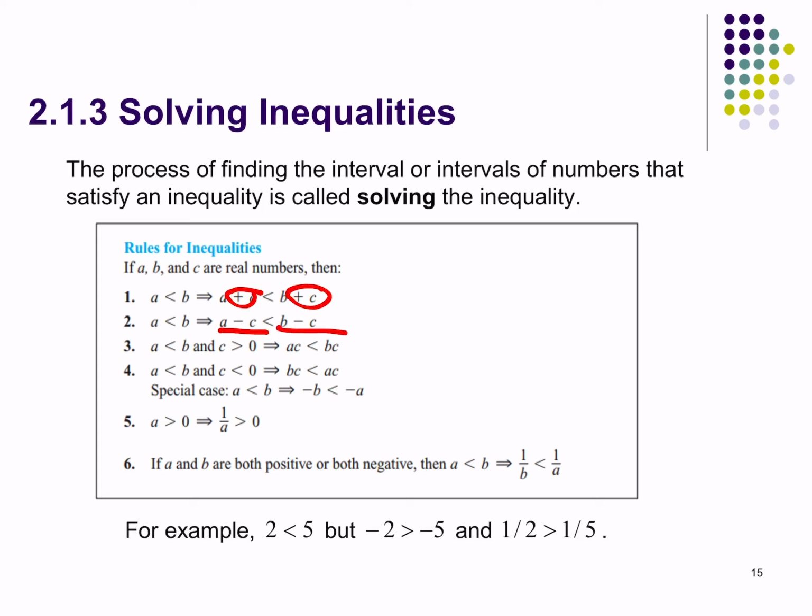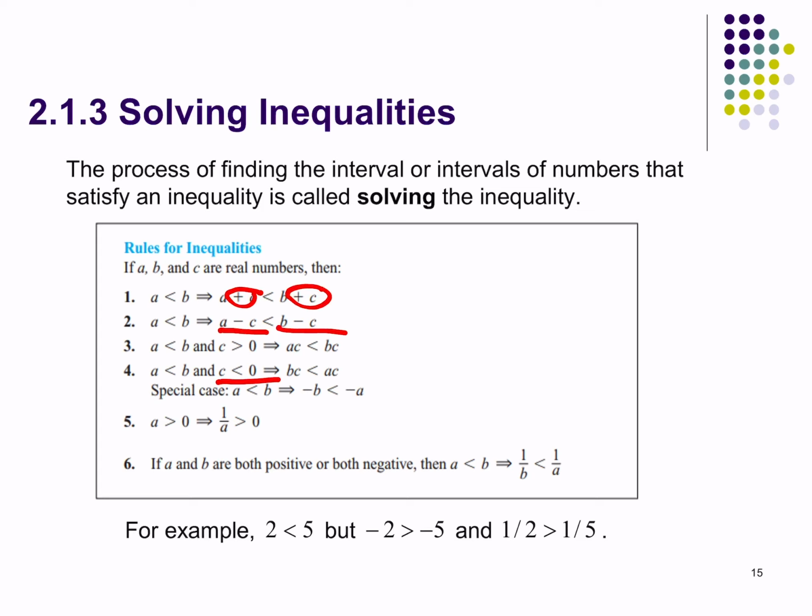And rule number 2 says that when A is less than B and C is greater than 0, and you multiply C to both A and B, you will have AC is less than BC. A is still less than B. But in rule number 4 here, when you have A less than B, and in this case C is less than 0, which means that the value of C is negative, then BC will be less than AC this time. Okay?